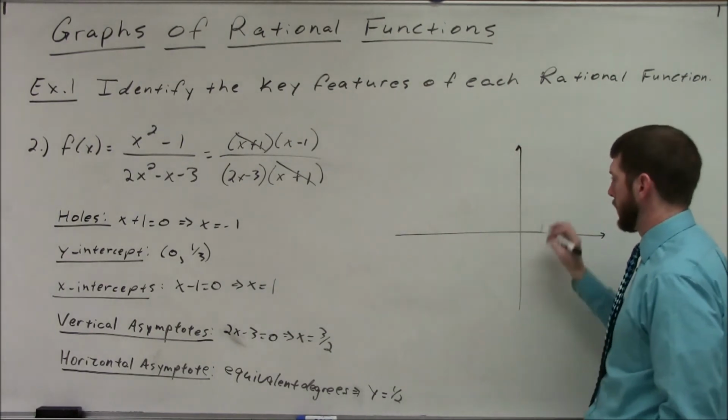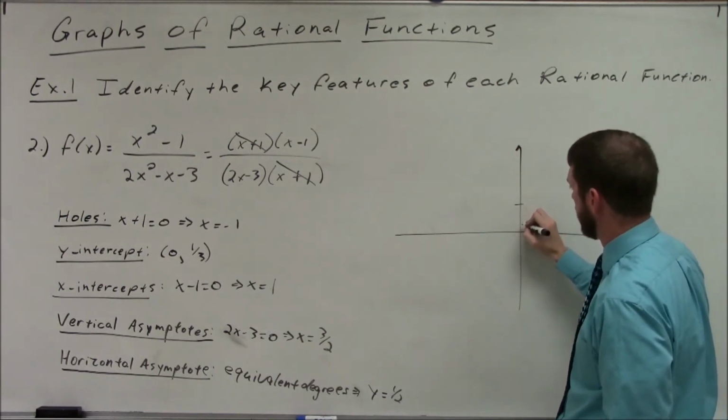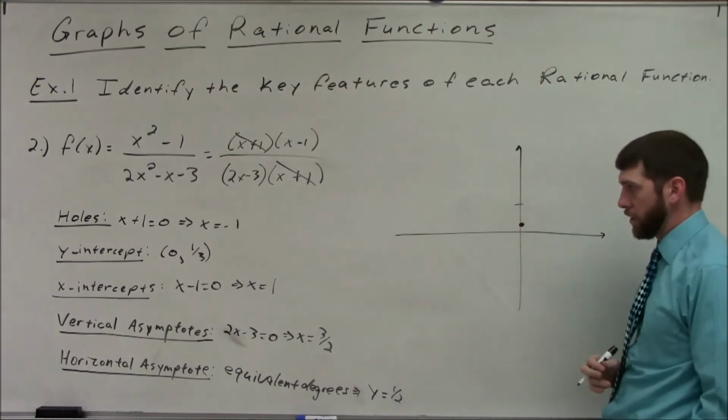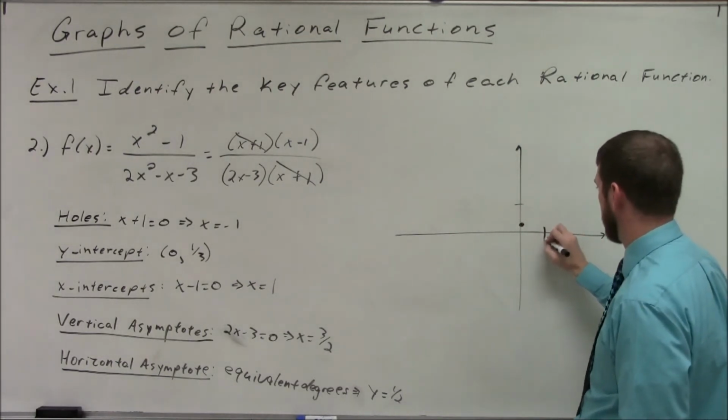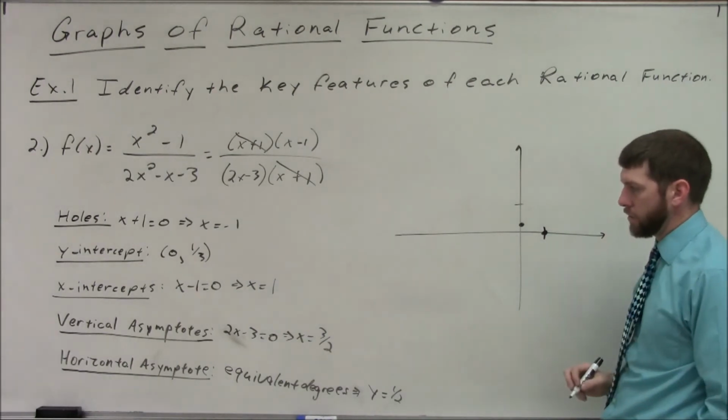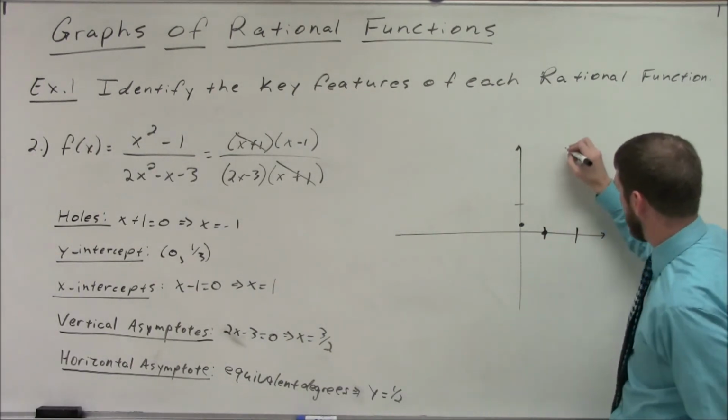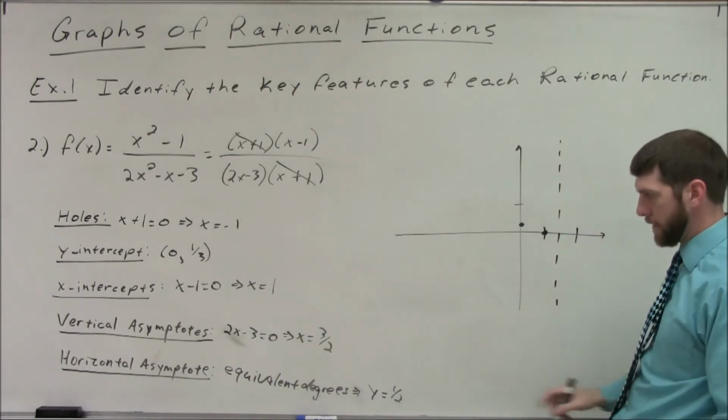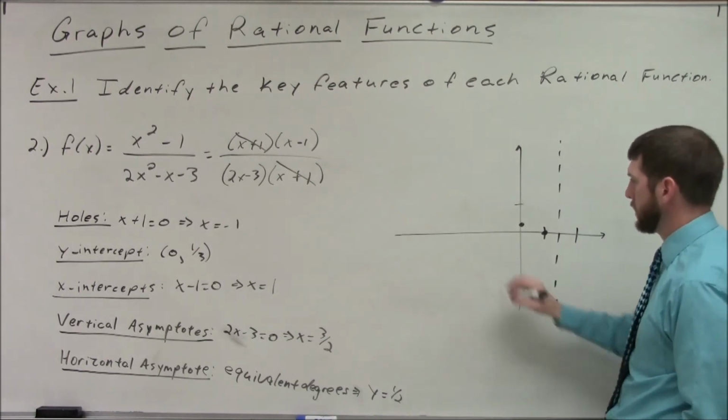So we're going to plot our y-intercept, which is at 1/3. We're going to plot our x-intercept, which is at 1. Vertical asymptote is at 1.5, 3/2. Horizontal asymptote is at 1/2.